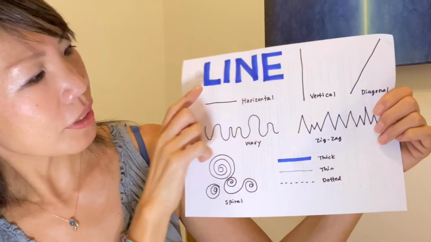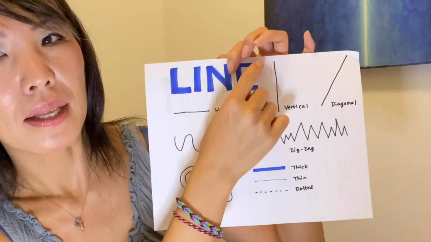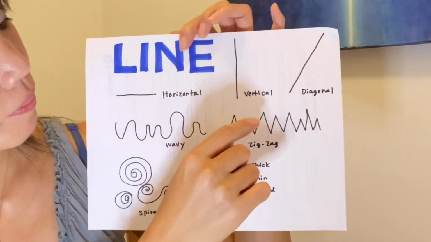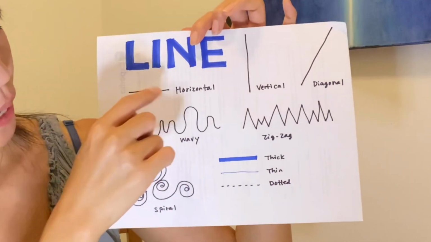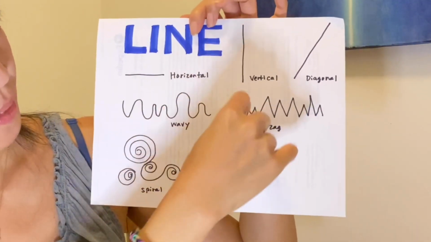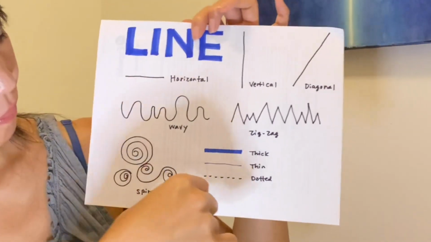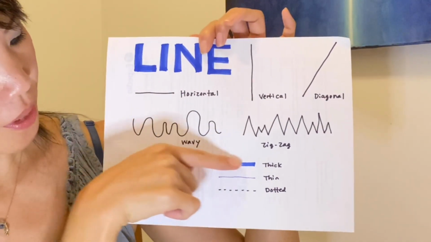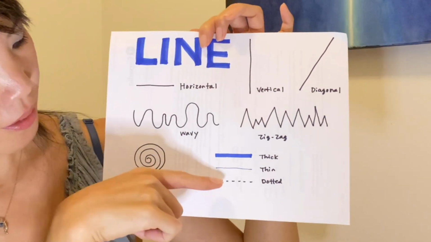It's a horizontal line going this way. This is a vertical line, diagonal line, wavy line, zigzag, spirals, and you can do thick line, thin line, and dotted lines.